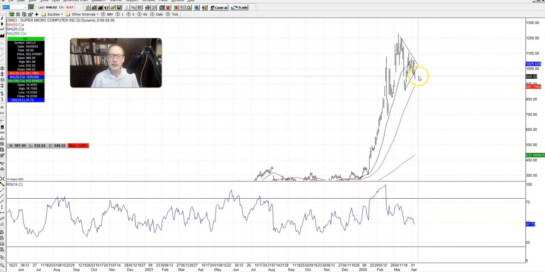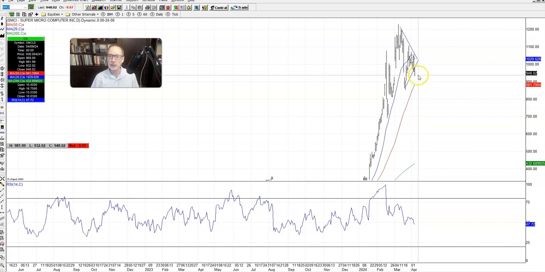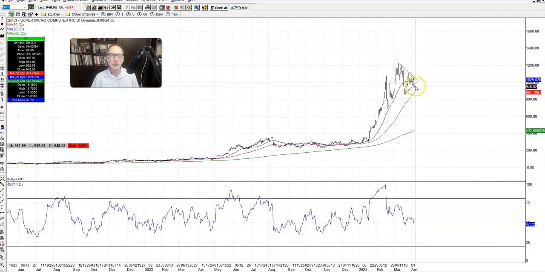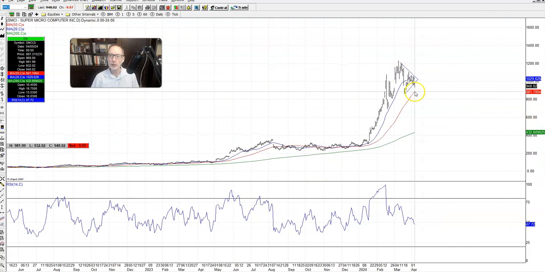So we want to see if SMCI is going to continue down through or if it's going to pop back up and go higher. Now you've got the 50-day moving average lurking below. So if it does sell off a little bit more, look for the 50-day moving average to potentially stop that sell-off for the time being. But this is a very volatile stock, very expensive, so be careful if you're playing this stock.